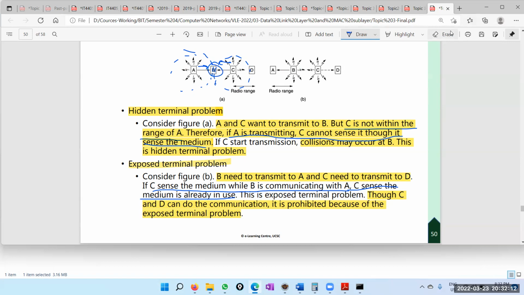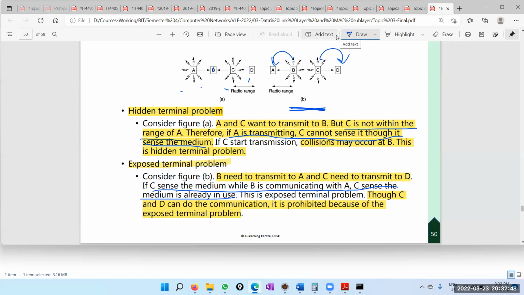Okay. So then what is meant by the exposed terminal problem? Right. So this is the exposed terminal problem. Consider figure B. This diagram is for the exposed terminal, and the earlier one was for the hidden terminal. B needs to transmit to A and C needs to transmit to D.